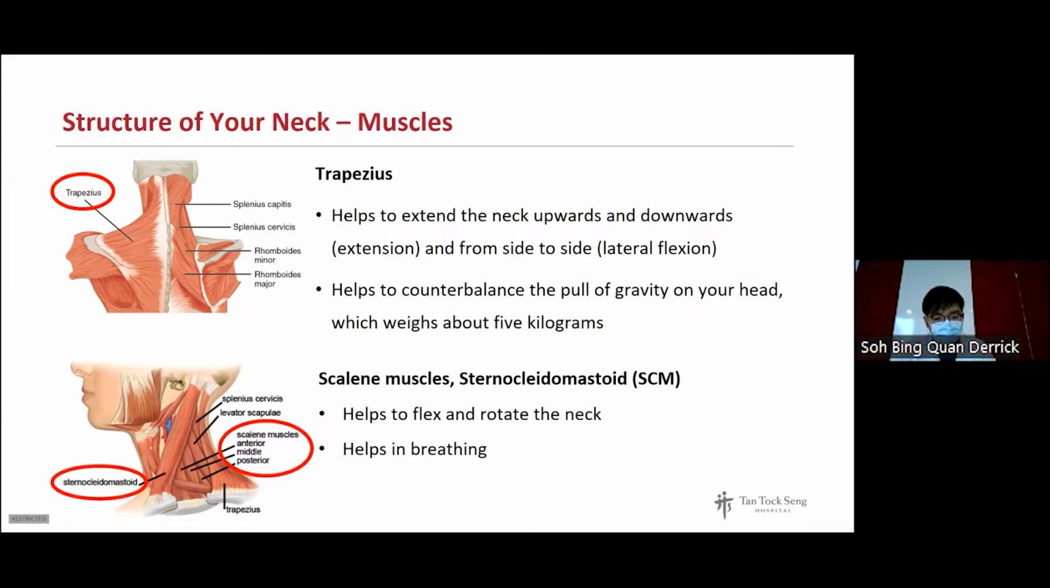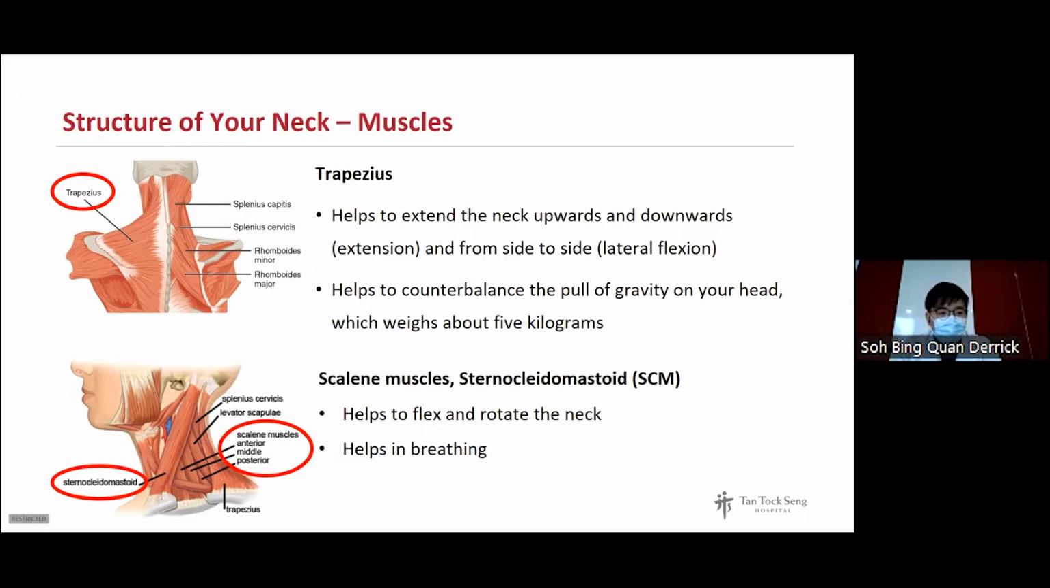One important thing is it helps to counterbalance the pull of gravity on your head. Your head weighs around 5 kilograms. So if you keep looking down at your handphone, it puts a lot of stress on the trapezius muscle. That's why some people have a very big lump at the back of the neck. When the person keeps looking down, the trapezius needs to be bigger and stronger so it can support your neck. As years pass by, the trapezius gets bigger and more muscular to support your head.